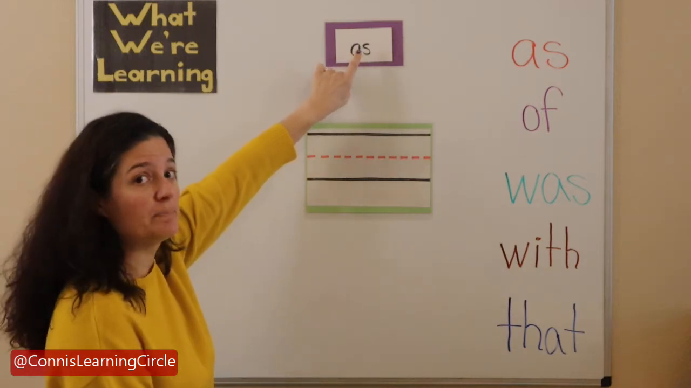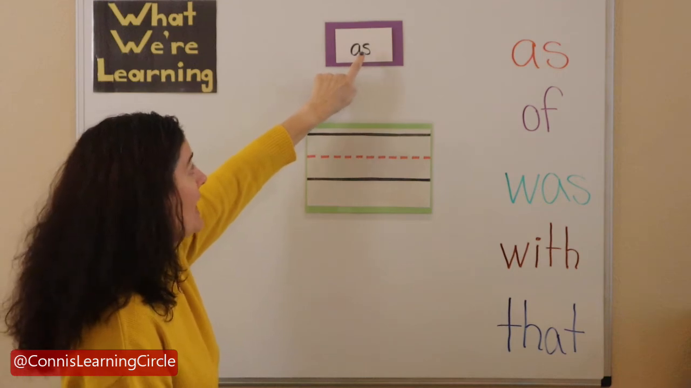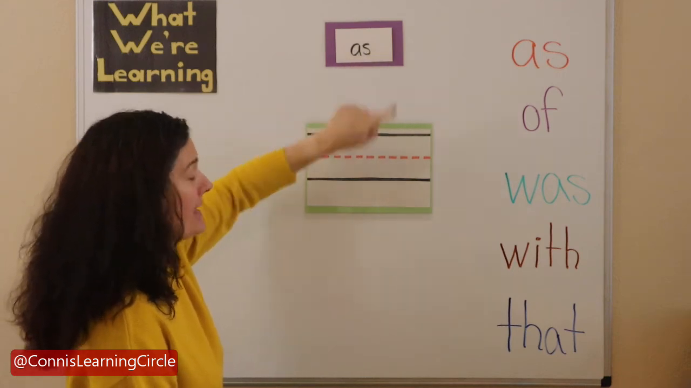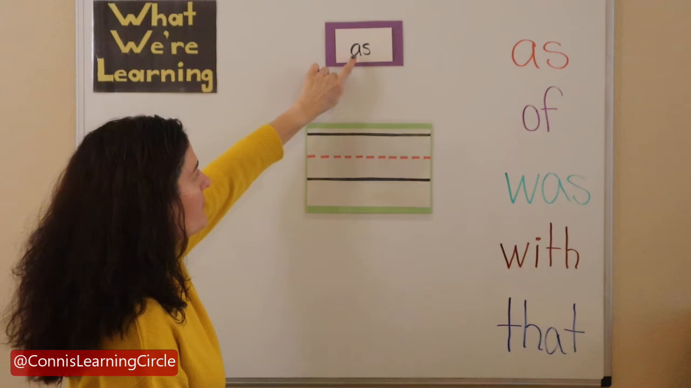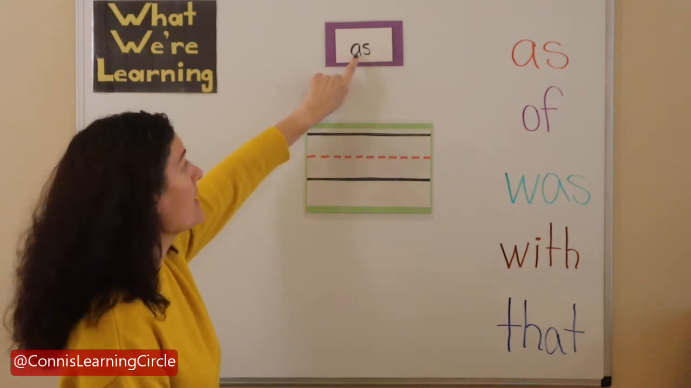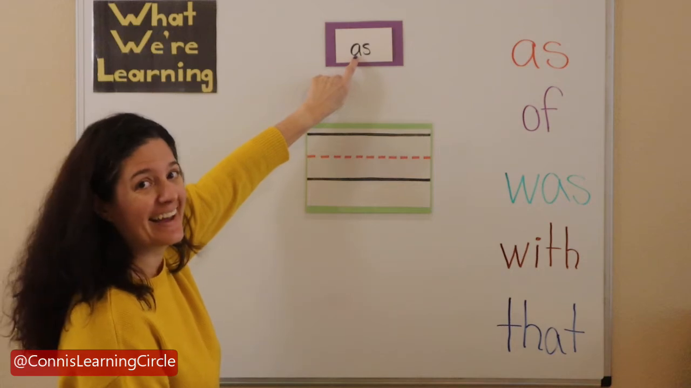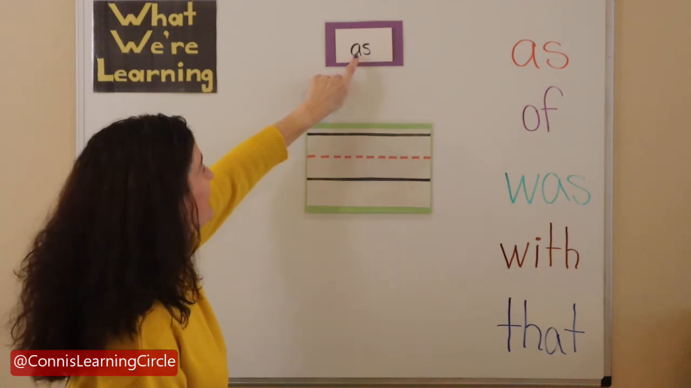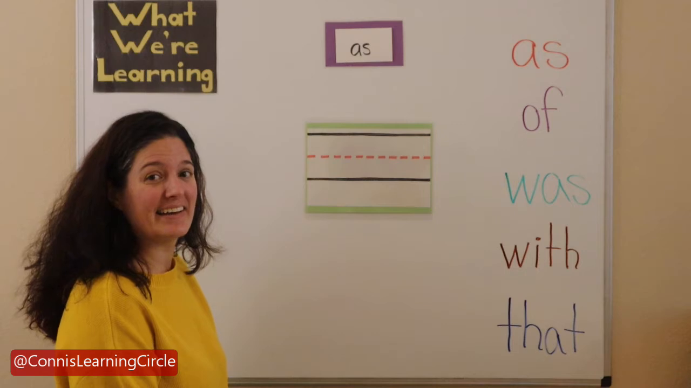Now, let's look at our word as up here. We said we spell our word as A-S. Okay. Our first letter is our letter A. Is that an uppercase letter A or a lowercase letter A? Very good. That is a lowercase letter A.